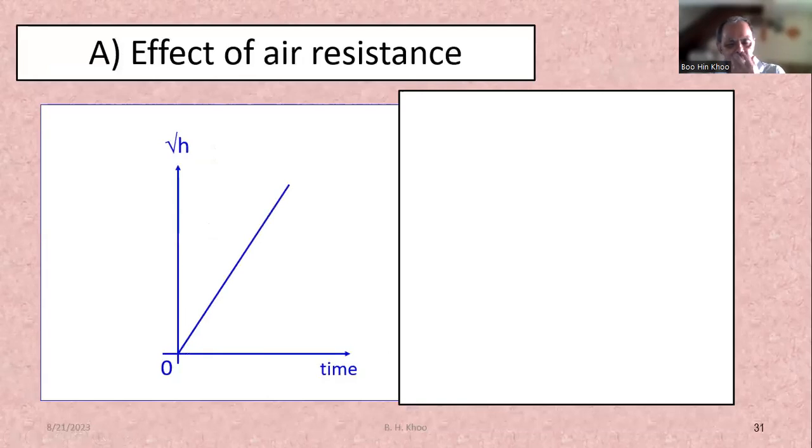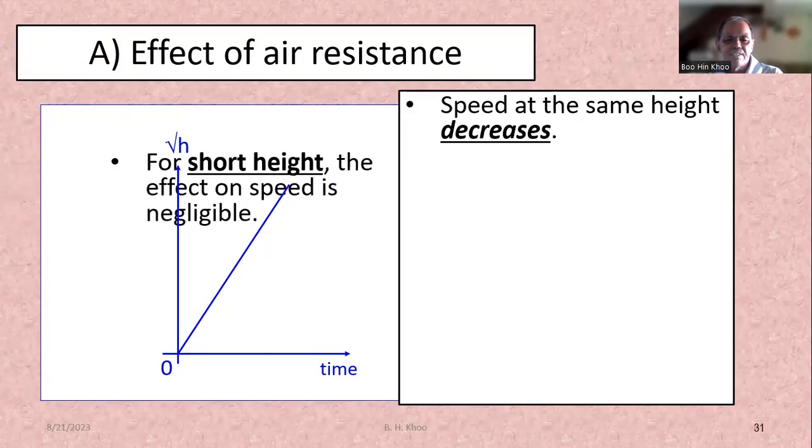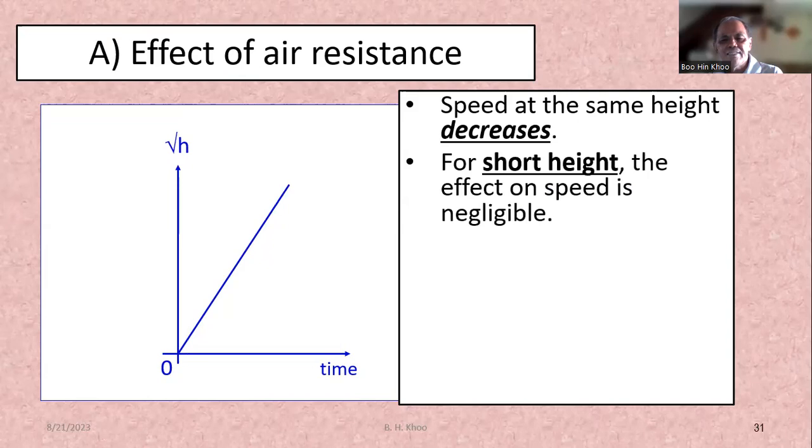What's the effect of air resistance? So we should get a straight line passing through the origin. Effect of air resistance: you drop from the same height. If there's air resistance, it opposes the motion, so the speed will decrease. For a short height, the effect on speed is negligible. It's almost the same. The speed is very low, so air resistance is negligible.